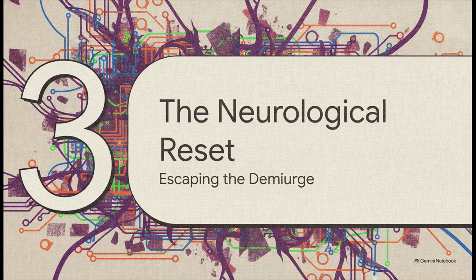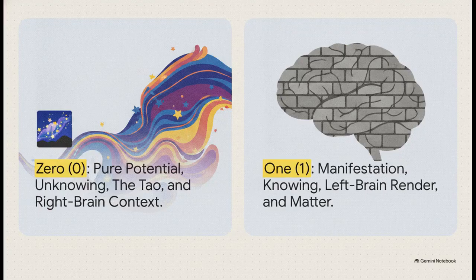Section 3. The Neurological Reset and Escaping the Demiurge. So, how exactly does this trickster protocol force a reboot in our neural architecture? Let's break it down. Using our foundational 0-1 framework, we can clearly see the architecture of understanding here. The 0 is pure potential, the unknowing, the living, free-flowing nature of the Tao. If we echo Spinoza's monism, it's that single, infinite substance governed entirely by right-brain context. Then you have the 1, which is manifestation, knowing, and matter.